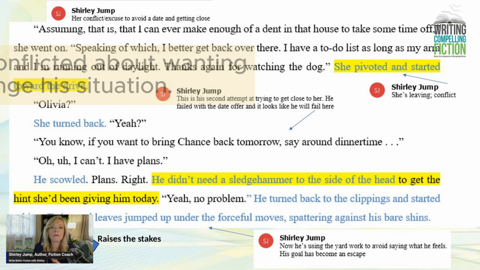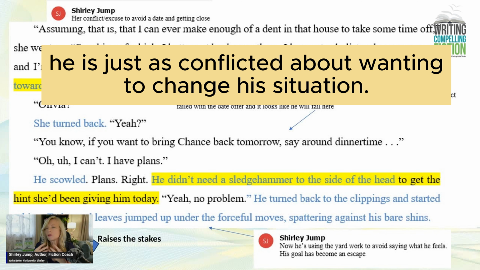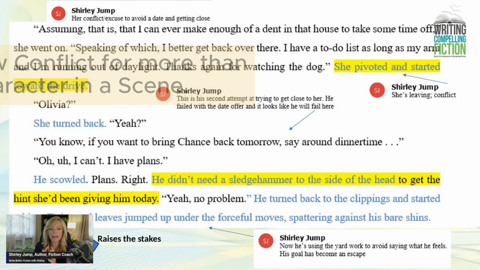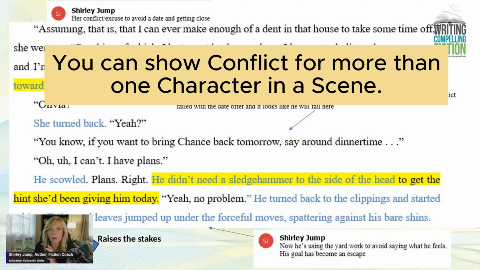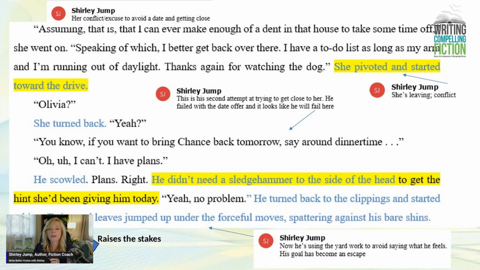Then her conflict is that she's got so much work to do on the house, and she's like, oh, I don't know if I can ever do it. And so that kind of gives her a reason to not get close to him, because again, she has her own issues. And then he asks her kind of again to go out. If you want to bring the dog back, right, maybe around dinner time, and she says no.